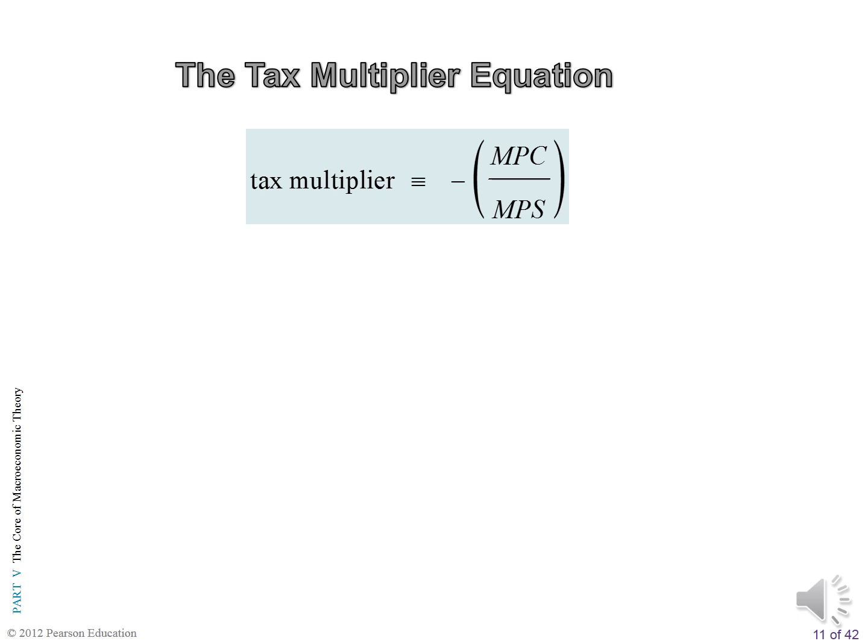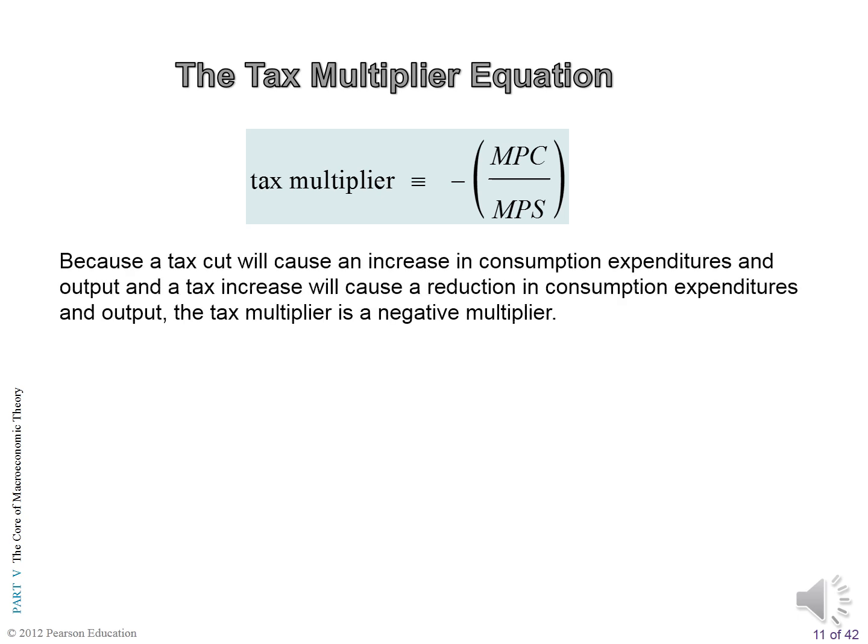طب مين اكبر؟ the value of G multiplier ولا the value of tax multiplier؟ لا طبعا the value of G multiplier is more. It's 1 over marginal propensity to save. لكن دي marginal propensity to consume اللي أقل من 1 على marginal propensity to save. يبقى because a tax cut will cause an increase in consumption expenditures and output, and a tax increase will cause a reduction in consumption expenditure and output. So the tax multiplier, as we agreed, is a negative multiplier.